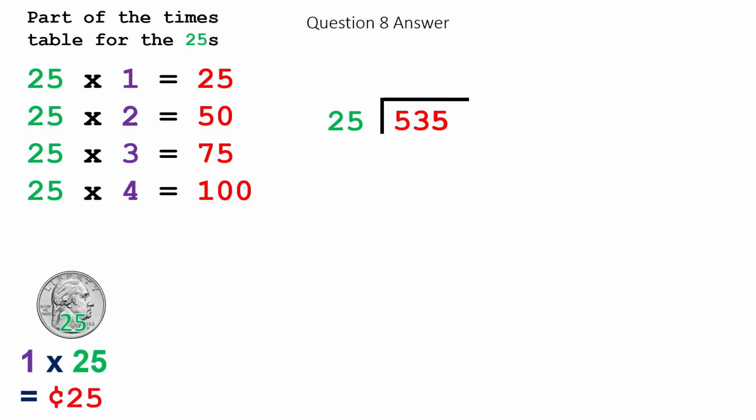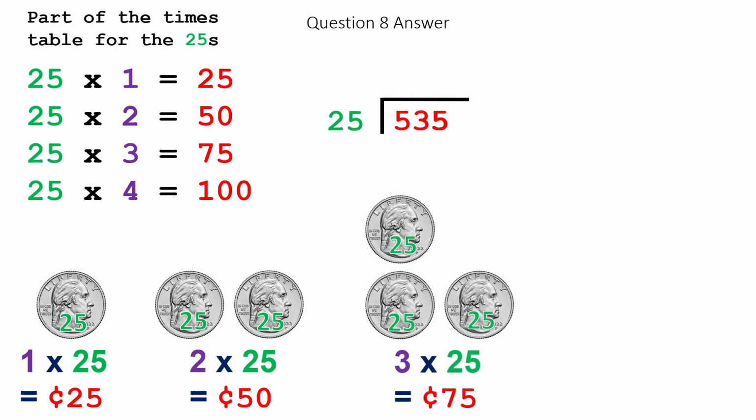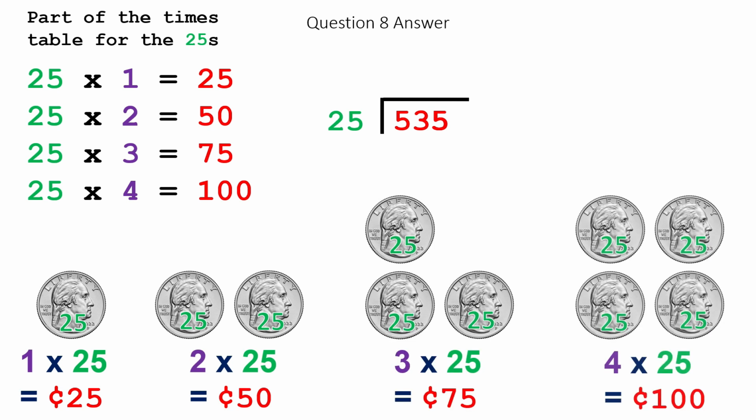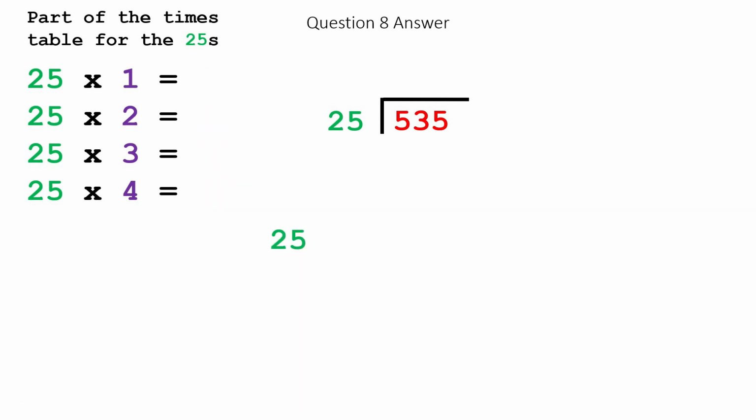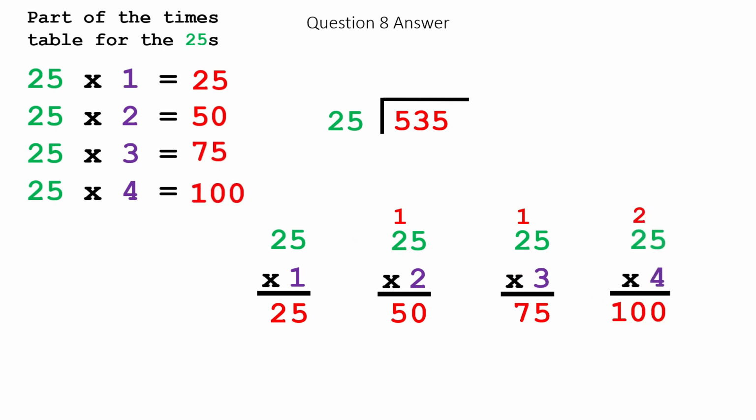For example, 1 quarter is 25 cents, 2 quarters is 50 cents, 3 quarters is 75 cents, and 4 quarters is 100 cents. If you know those facts, then you can write in the red products. But if you don't know those facts, or the divisor is a large and unfamiliar number, then you can calculate the products for several of the product numbers in the multiplication table. Having this table ready before you start the division may make it much easier for you to solve the problem and get the right answer.